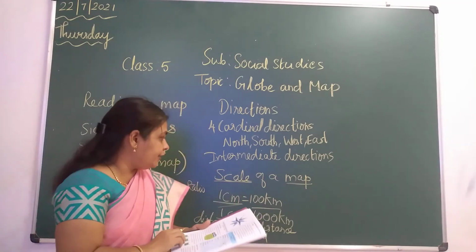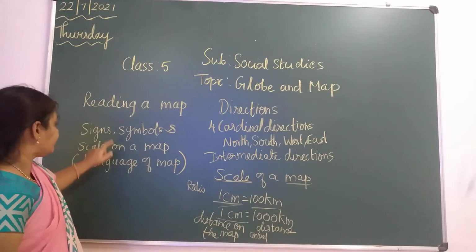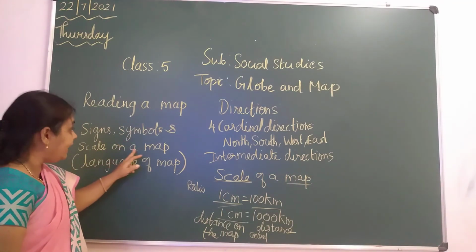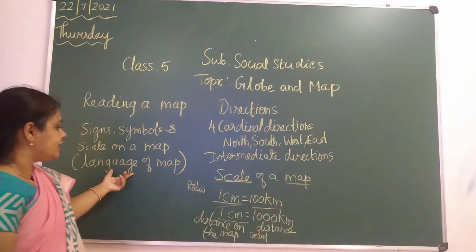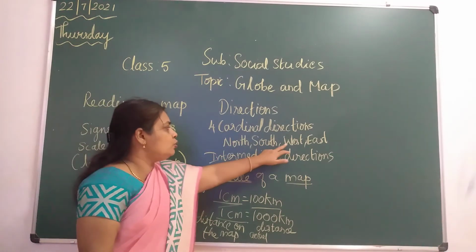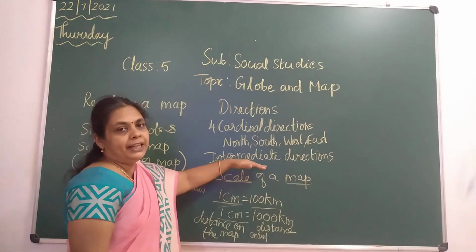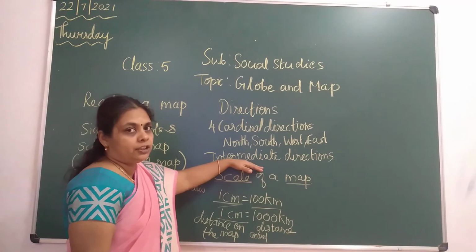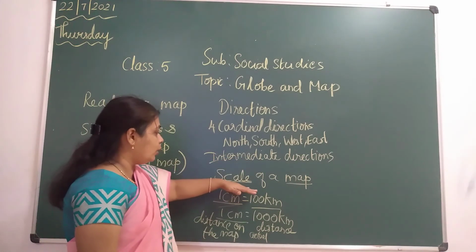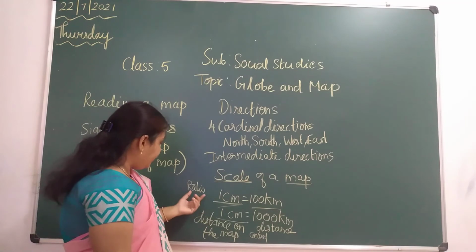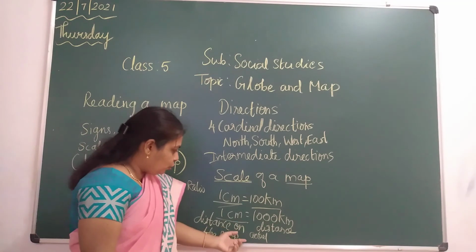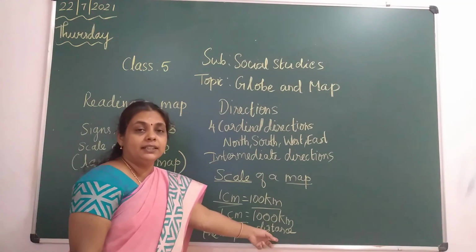So in today's class we learnt what the language of a map is. Signs, symbols and scale on a map are called the language of a map. And we learnt about directions, the four directions: north, south, west, east, and the intermediate or sub directions: northeast, northwest, southeast and southwest. And what is the scale of a map? It is the ratio of distance on the map to the actual distance on the earth, children.